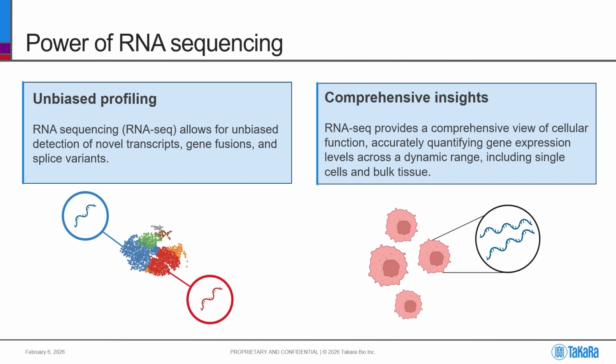RNA sequencing provides a comprehensive view of cellular function, enabling researchers to quantify gene expression levels accurately across a wide dynamic range from single cell to bulk tissue. Together, these capabilities allow RNA sequencing to deliver a complete and detailed picture of gene activity within cells. This power enables precise insights into cellular states, disease mechanisms, and biological function that cannot be captured from DNA alone.